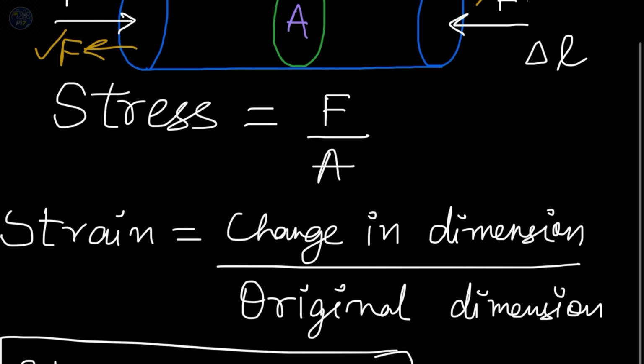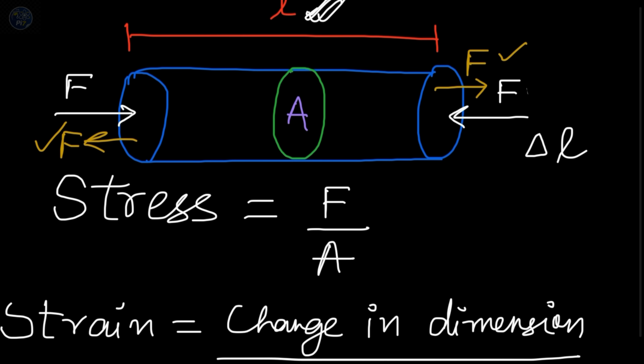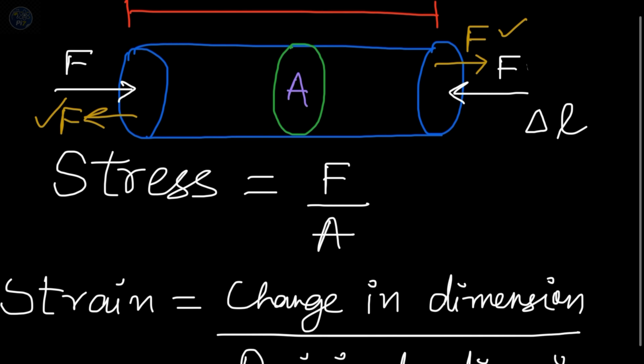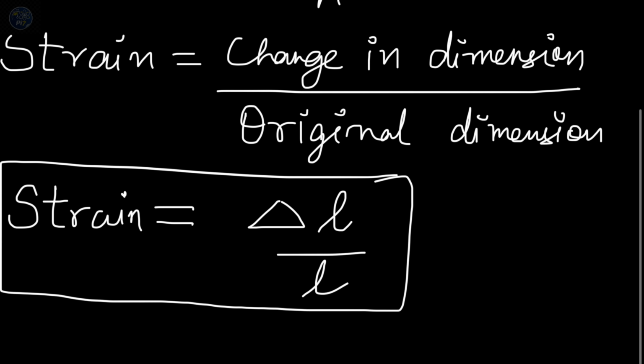So what was the stress? Stress was restoring force divided by cross-sectional area. And what is the strain? Strain is defined as change in dimension by original dimension. In the example which we took here, only length will change, so strain is defined as delta L by L. I hope the basic concepts of stress and strain are clear to you.